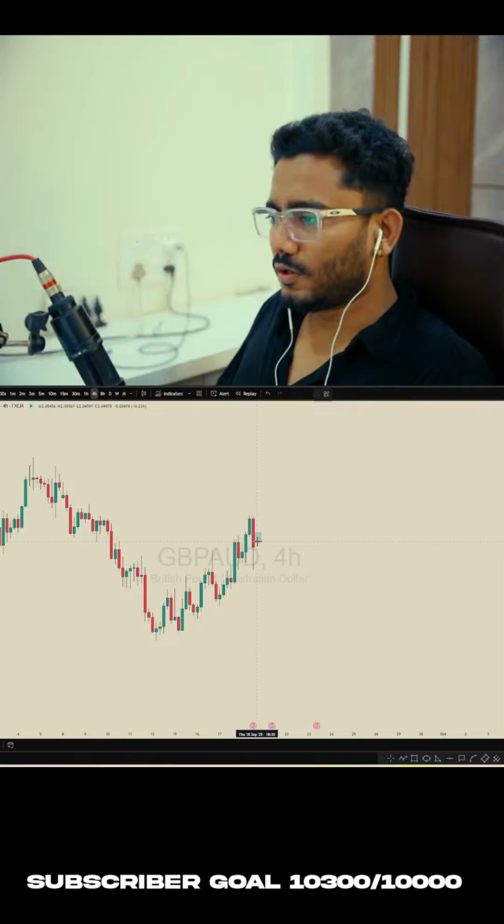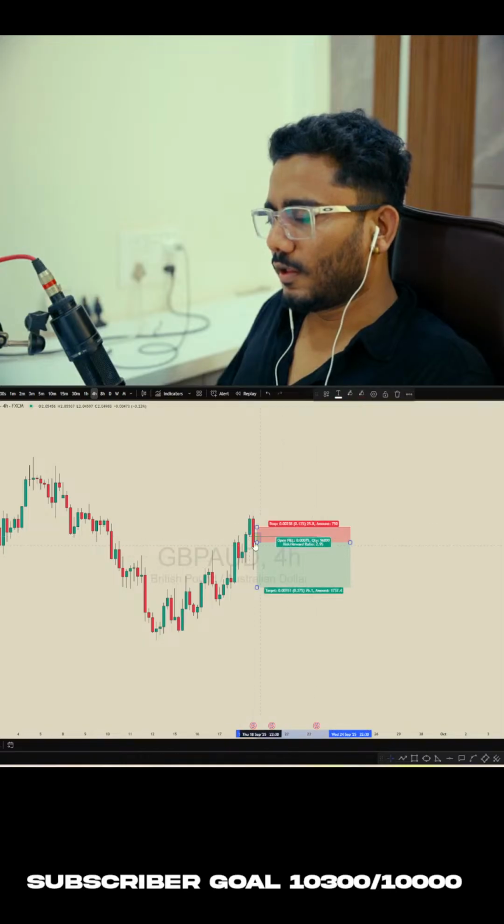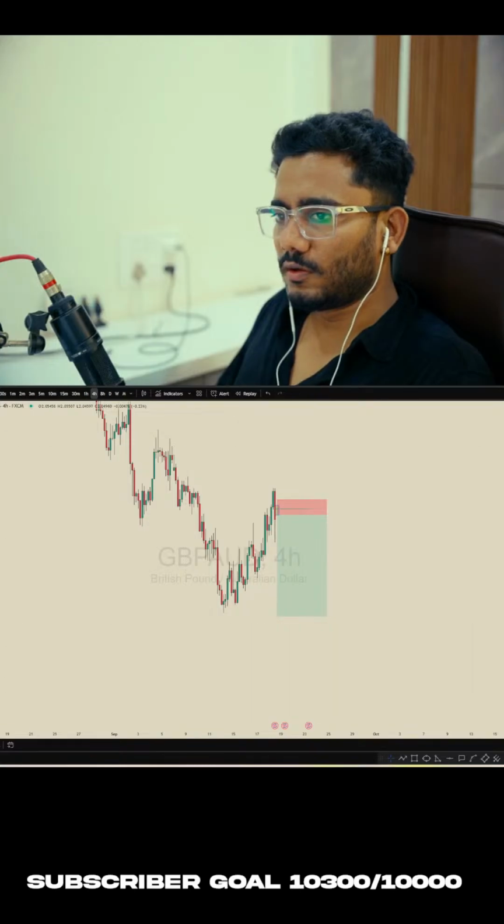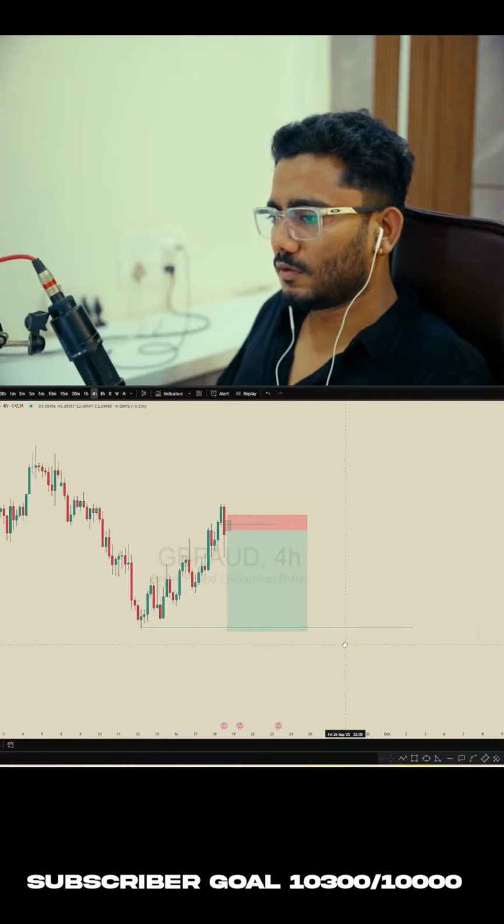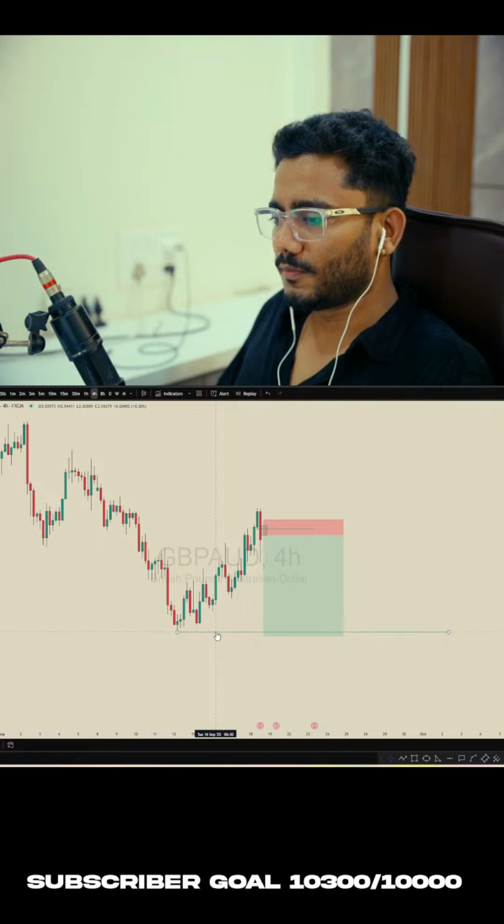So this is a 4-hour zone. This 4-hour candle and the lower time frame order block is aligning. We can look for target around here, which is this one. So it's around 1:6, 1:6.7.